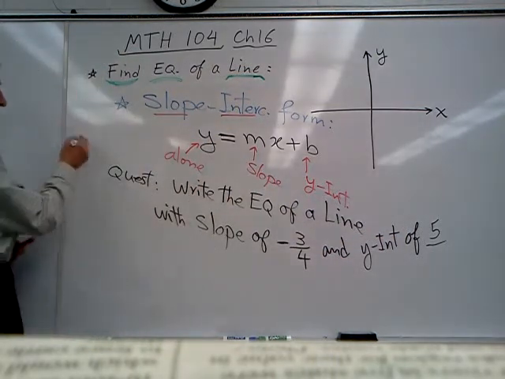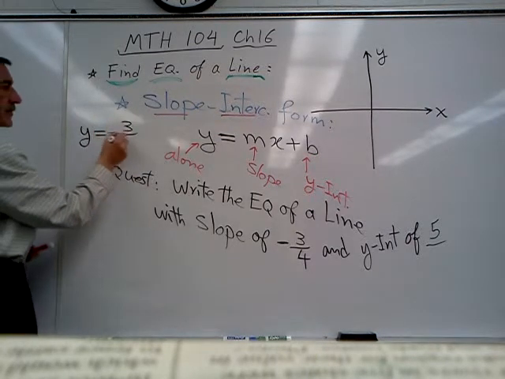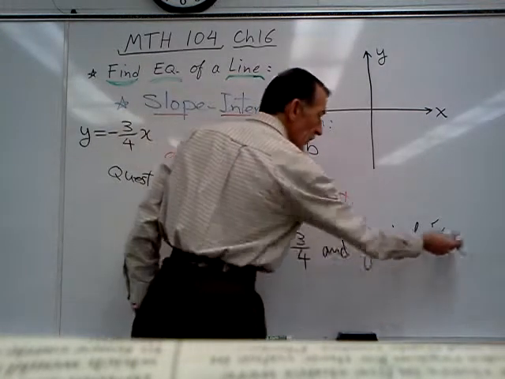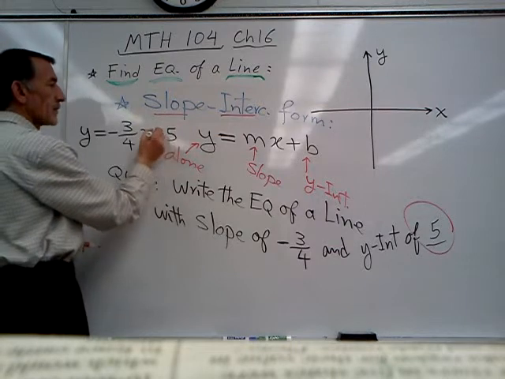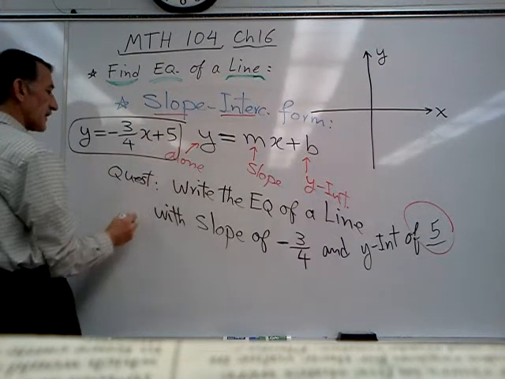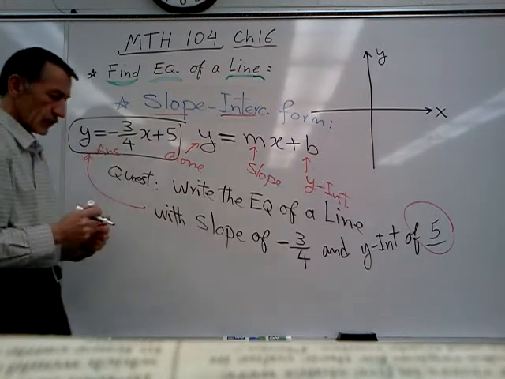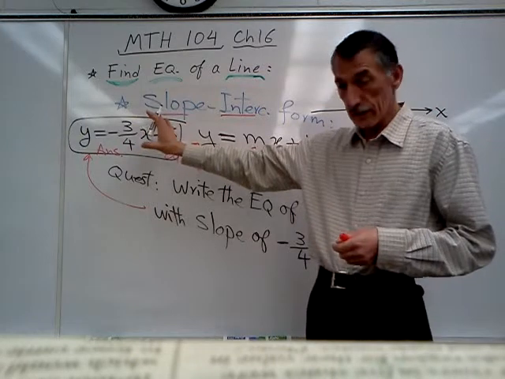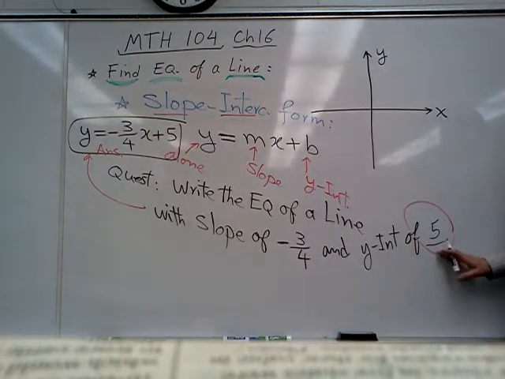And the way you write it is like this: y equal to negative 3/4 times x, and the y-intercept is 5 and it's plus, so you write plus 5. Plus 5 and you're done. This is the answer right here. So your answer is right here in one quick stroke. It's done, it's finished, one shot. You write the equation of the line that the slope is negative 3/4 and the y-intercept is 5.